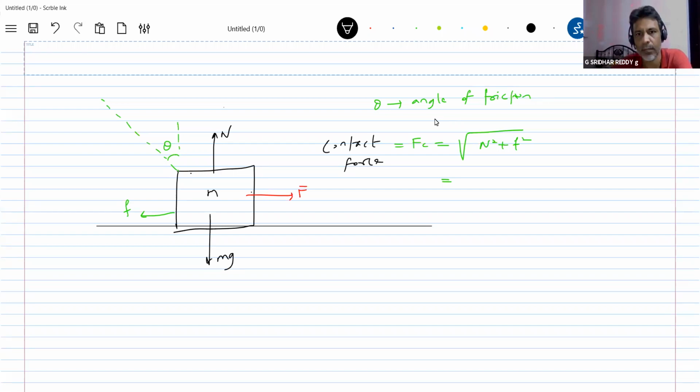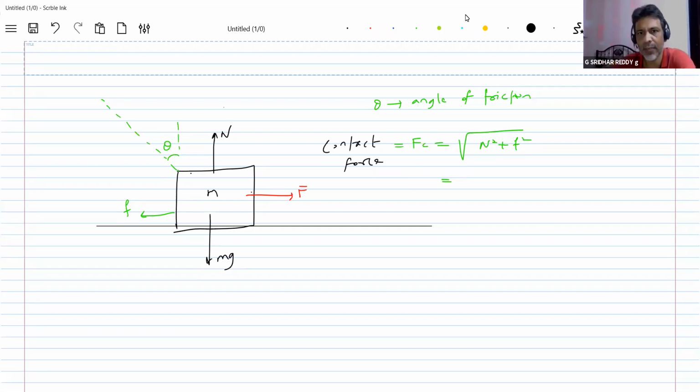As I keep on increasing the applied force, the friction will also increase, and it will be static. Gradually the value of that increases, and at one specific value of the applied force, the friction will be limiting. The maximum static friction is called the limiting one. Then at that particular point, what is the maximum value of contact force?